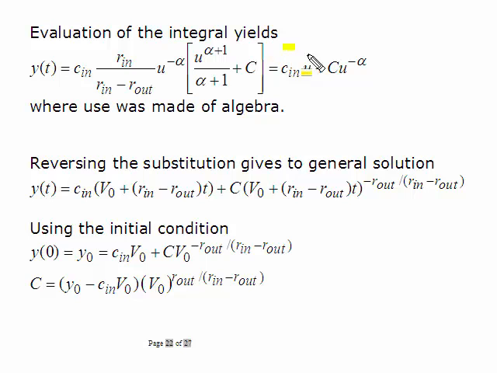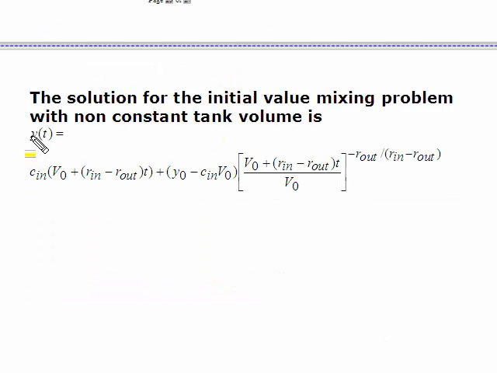So when I evaluate it, this is what I get for an integral. Remember, you're going to multiply through here. Again, I have a constant of integration c. I'm going to go ahead and reverse the substitution at this point, and this is what I get. Then I can use the initial condition to evaluate the constant of integration. This is all standard, just requires some algebra. And now we can write the solution for a mixing problem for a non-constant tank volume.